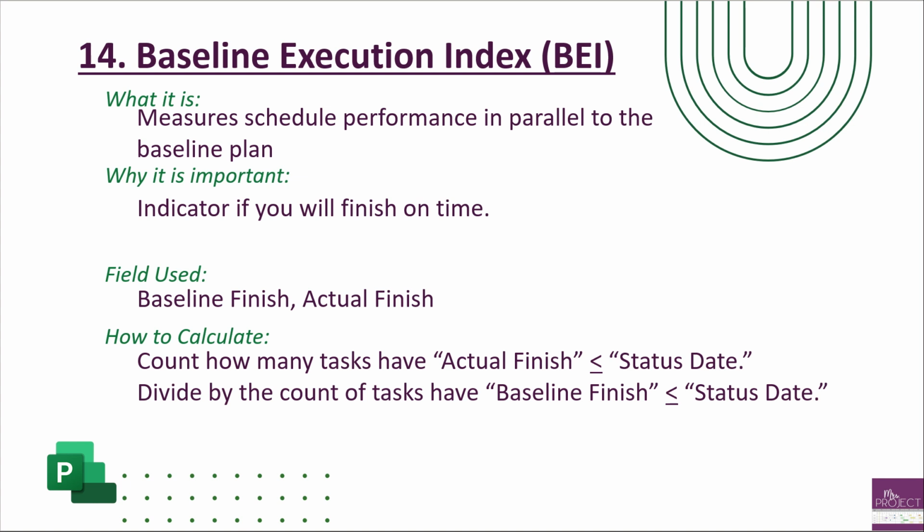Then you're going to divide that count by the count of tasks that have a baseline finish that is less than or equal to your status date. That is the same status date you used for your actual finish. You will either get a number that is 1 or above or below 1. Your goal is similar to your goals with CPI and SPI. You want to be greater than 0.95. And as you get further away from 1, your performance looks worse and worse.